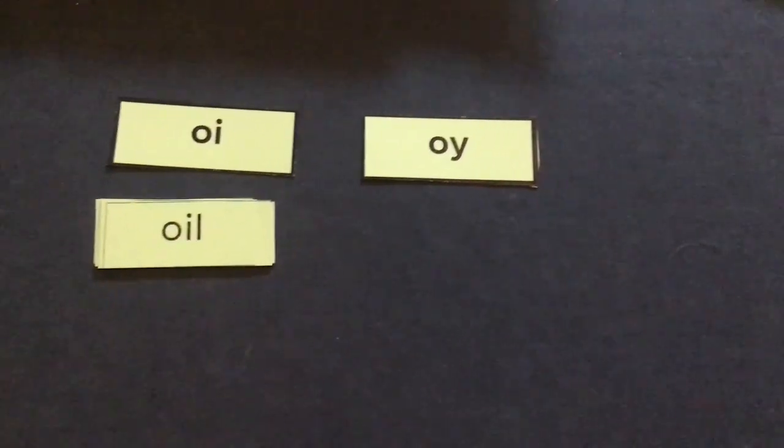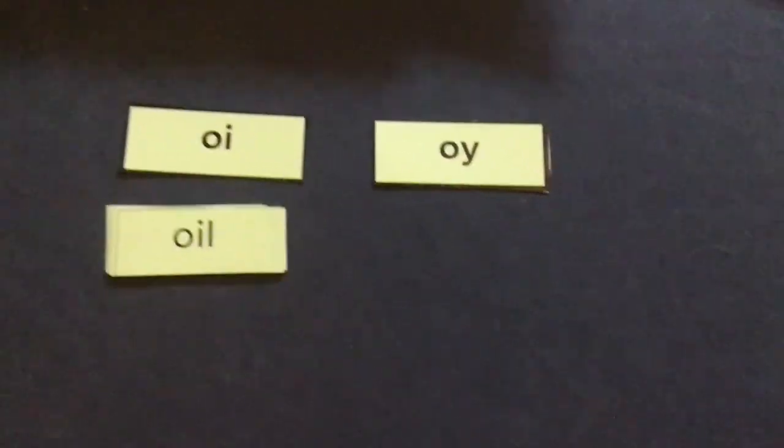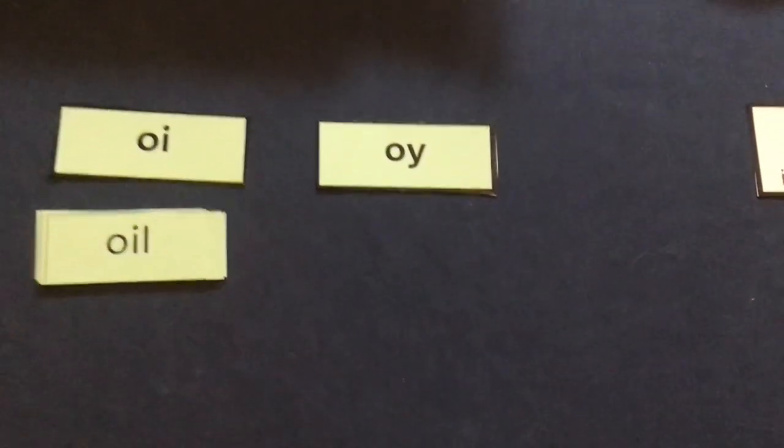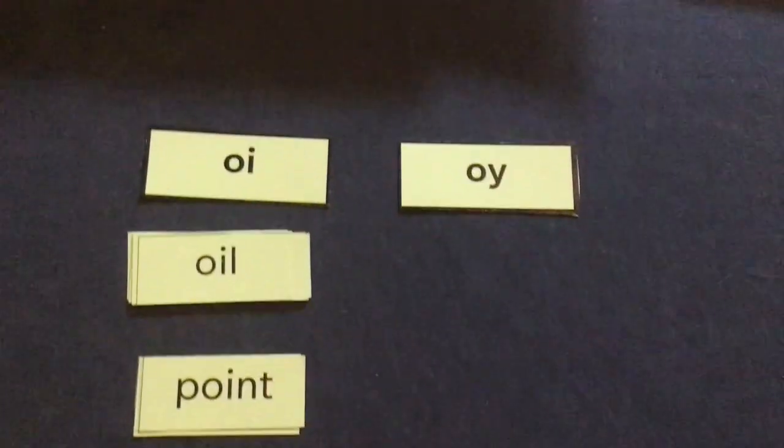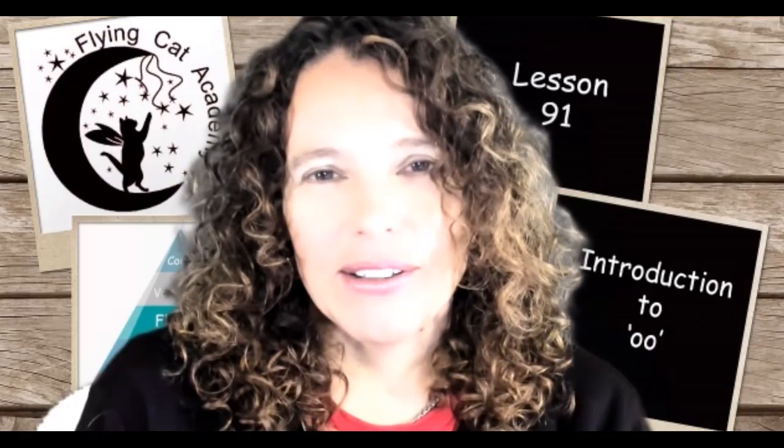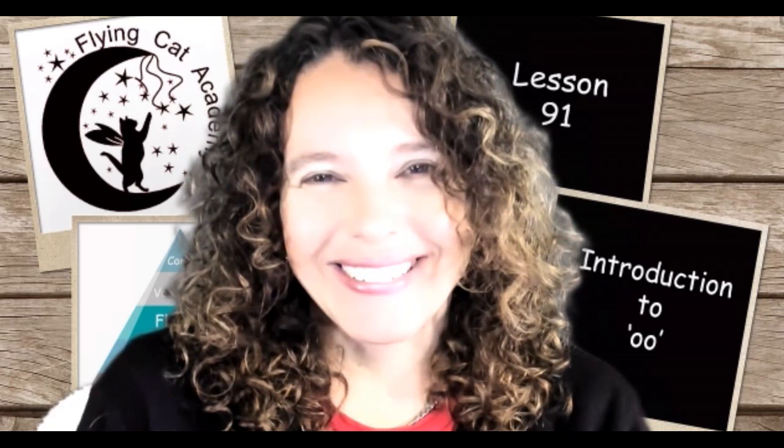You're going to be thinking about, where do you hear that oi in the word? Is it at the end? If it's at the end, then you'll be using oy. If it's in the middle, it'll be an oi situation.